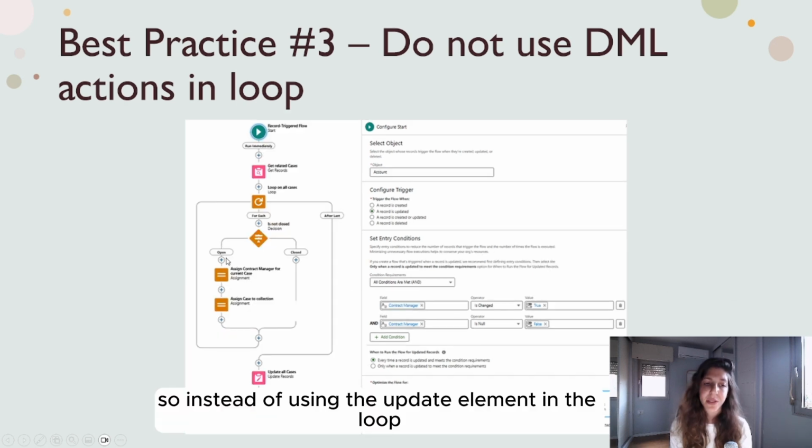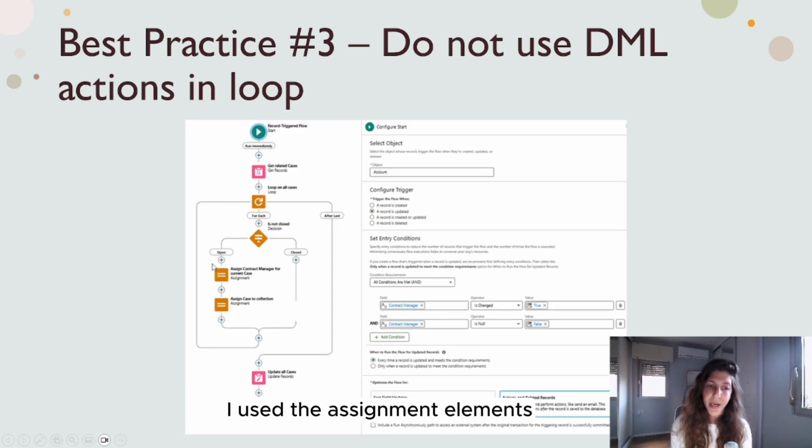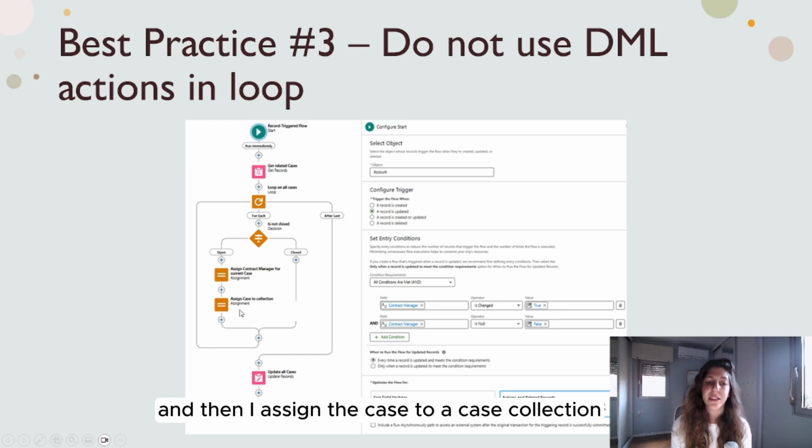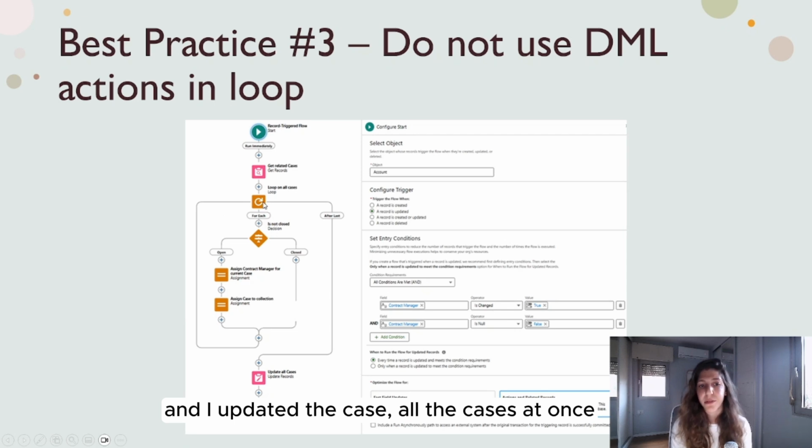So instead of using the update element in the loop, I used the assignment elements. So I assigned the contract managers to the case, and then I assigned the case to a case collection, and I updated all the cases at once using the collection only at the end of the flow. So instead of triggering the update element many times inside the loop, I triggered it only once at the end of the flow.